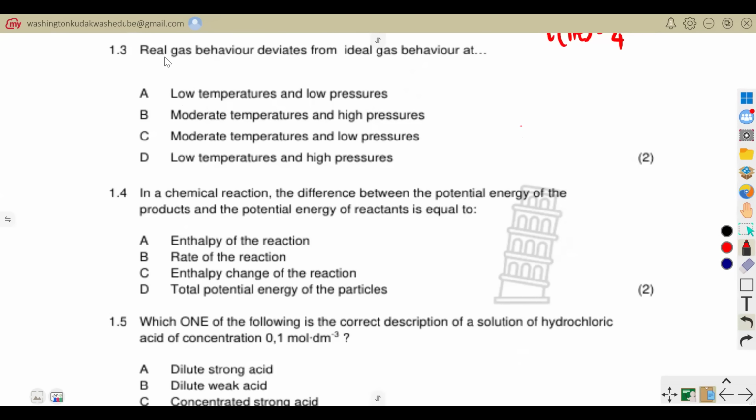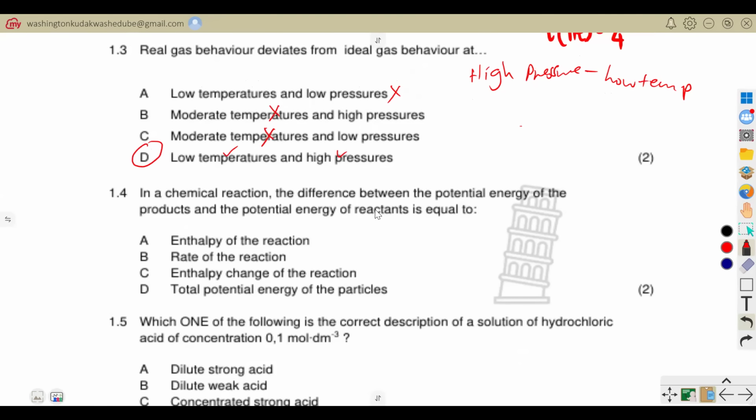So the question is saying real gas behavior deviates from ideal gas behavior at what? We know that a real gas will deviate from ideal gas when we have very high pressures and low temperatures. So we are looking for an answer which has got high pressure and low temperatures. So for A, it was low temperatures and low pressures. This is out because we want low temperature and high pressure. Moderate temperature, this is out. And then moderate temperature as well, this is out. And then here it is saying low temperature and high pressure. So our answer was going to be D.